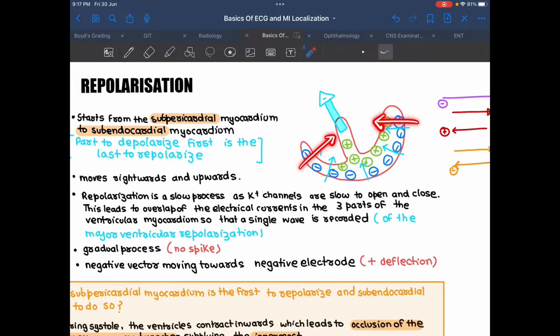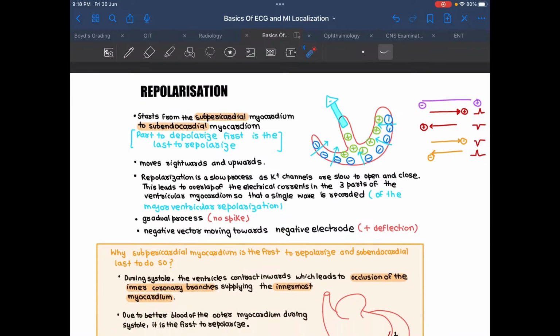Because the left ventricle is thicker, this is going to be my mean repolarization vector of the myocardium. So this negative is moving away from the positive head, and we are going to record a positive potential, especially in lead 2. The repolarization, that is your T wave, signifies ventricular repolarization. That's going to be a positive potential. Okay, so that is the concept.